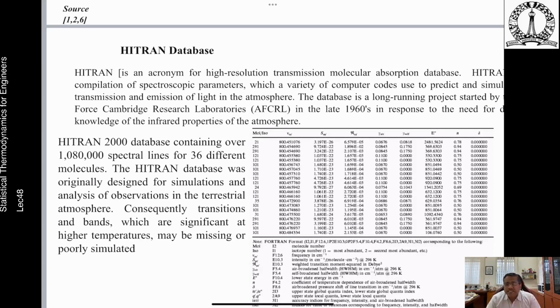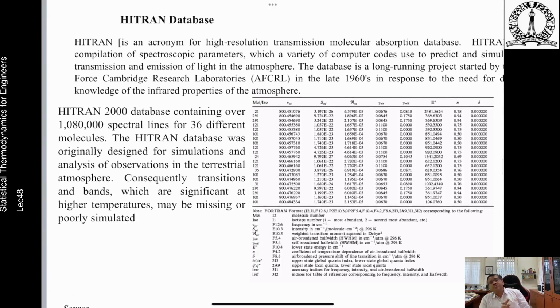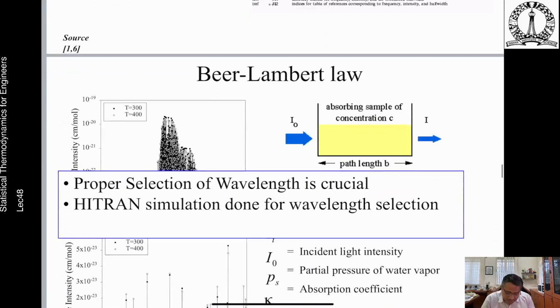And if you look at the sample table over here, you will see several parameters: air-broadened half width, self-broadened half width, and all these parameters are listed. So this provides a unique opportunity for us to use in computer simulation and theoretically predict what the spectral signatures will be.